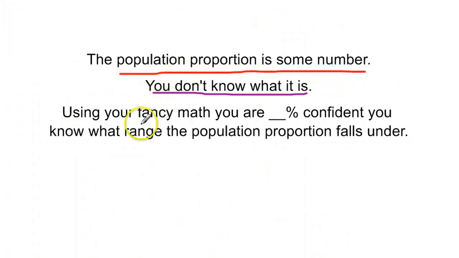But using your fancy math, all of these bootstrap simulations or other techniques that are out there, you get some percent confidence. Typically we go with 95%, but you pick your confidence level, how confident you want to be that you know what range the population proportion falls under. Or if you're talking about an average, you know that 95% of the time you're going to be correct about saying that the true mean is in a certain range.